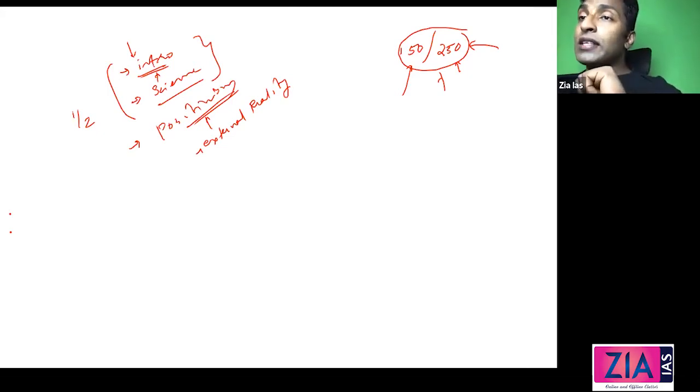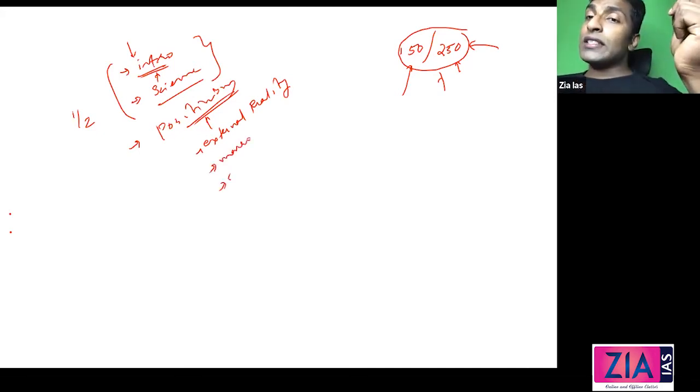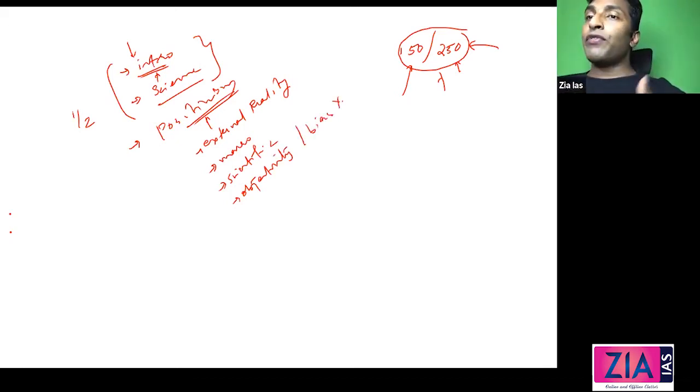And they will be focusing on macro. Okay, and they will be focusing on scientific methods. Why scientific methods? To ensure objectivity, so that there will not be any bias. Personal bias can be resolved from the study.